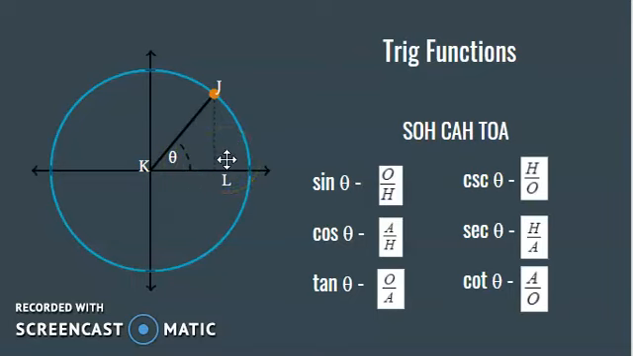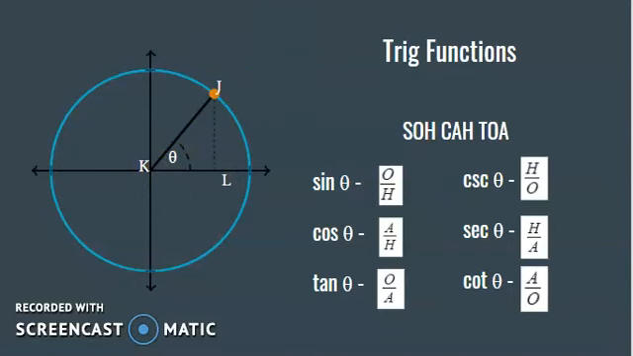And there are three sides of a right triangle relative to angle theta. The first is the hypotenuse, which is the longest side of the triangle. Then there's the opposite, which is the side that is directly opposite to the angle theta. And then adjacent, which is the other side of a triangle that isn't the hypotenuse.